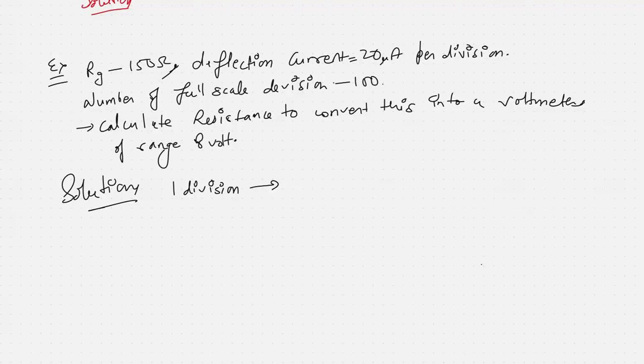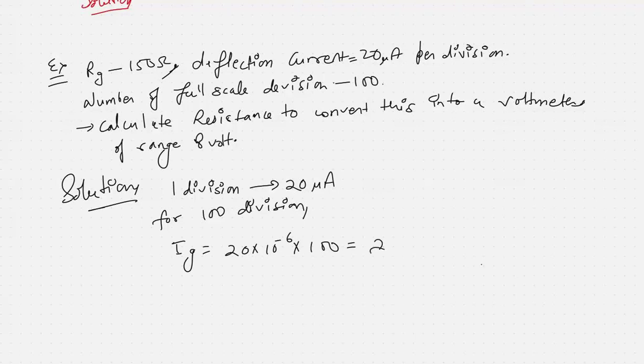For one division you have 20 microampere. So for 100 divisions, what will be there? What is the current IG? IG is basically the maximum current, because you want to find the maximum value you can have. That is 20 into 10 to the power minus 6 into 100. If you solve it, you get 2 into 10 to the power minus 3. Now you have this kind of circuit, a voltmeter.